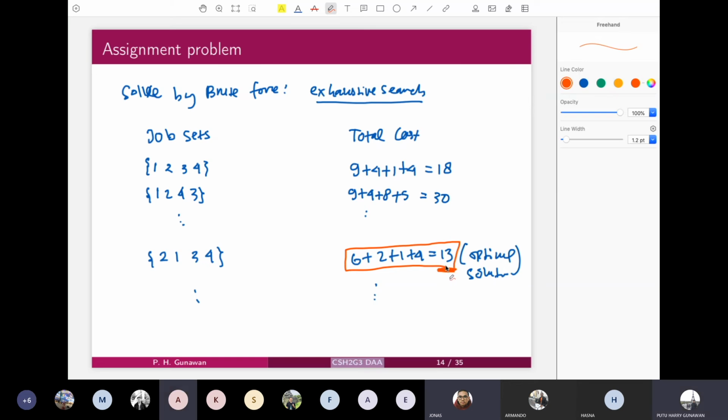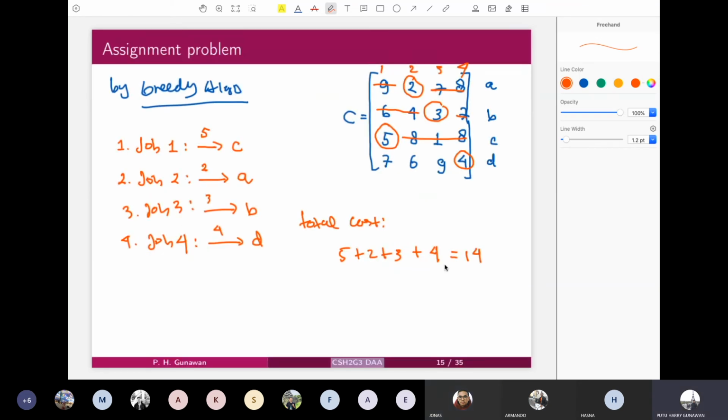In this one, I have 13. So the greedy algorithm is not in the optimal solutions. It does not obtain the optimal solution. Okay? Any other questions? No, sir. Okay, so if not, let's go to the next exercise.